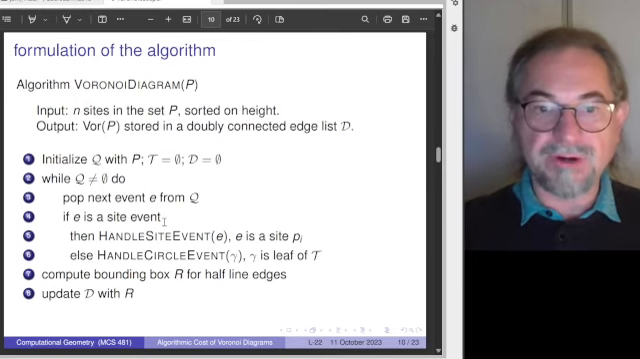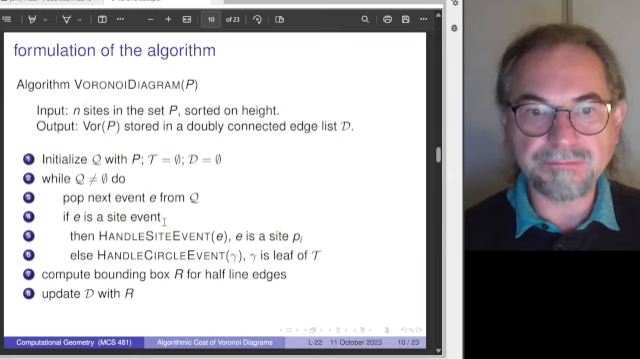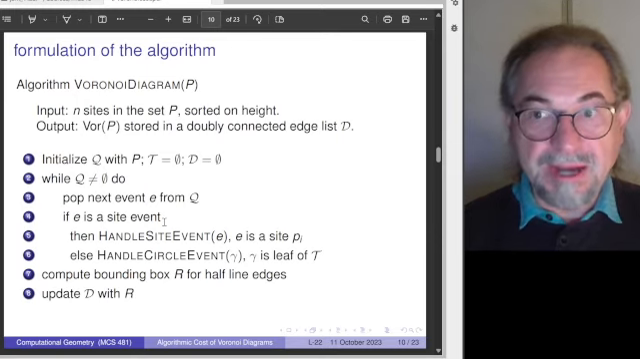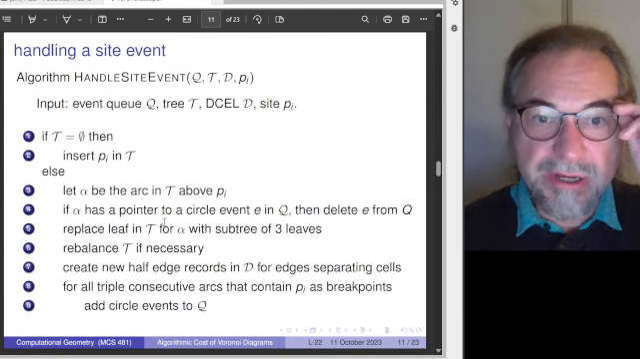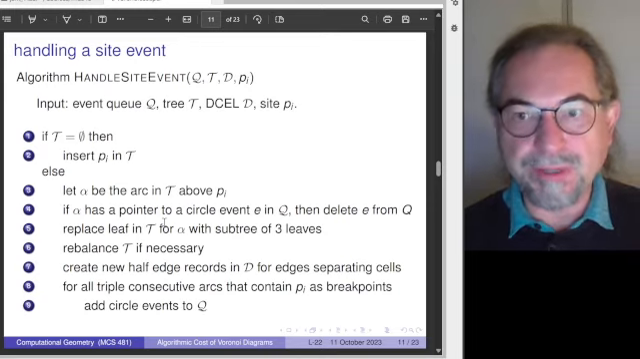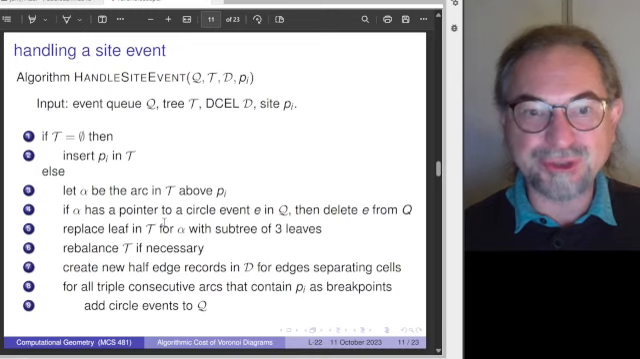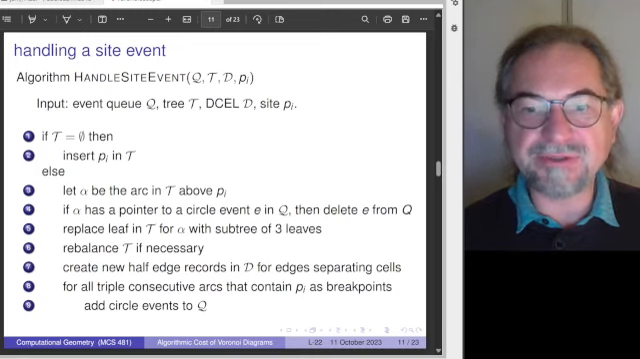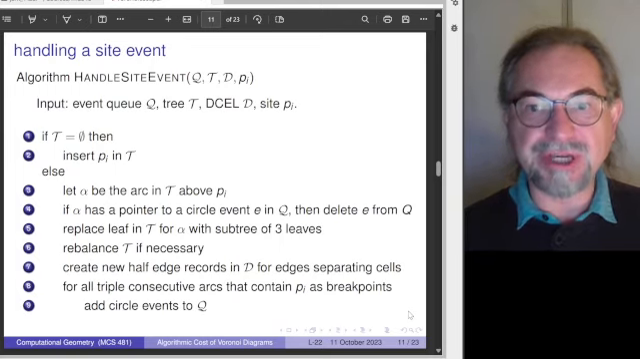Half lines go on forever, but of course we have to somehow decide when forever stops, so that's why we also construct a bounding box. And that bounding box is then also used to update the doubly connected edge lists. Okay, two subroutines. There is the handling of a site event. In a site event, we have a new parabolic arc that comes in. If our balanced binary search tree is empty, then there's not much that needs to be done. Otherwise, we have to update the adjacency information.